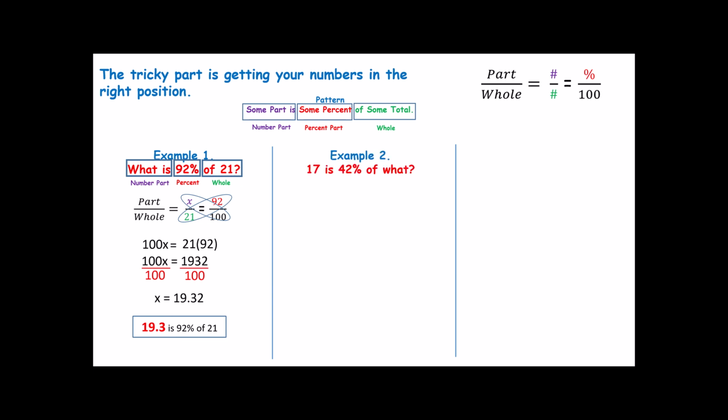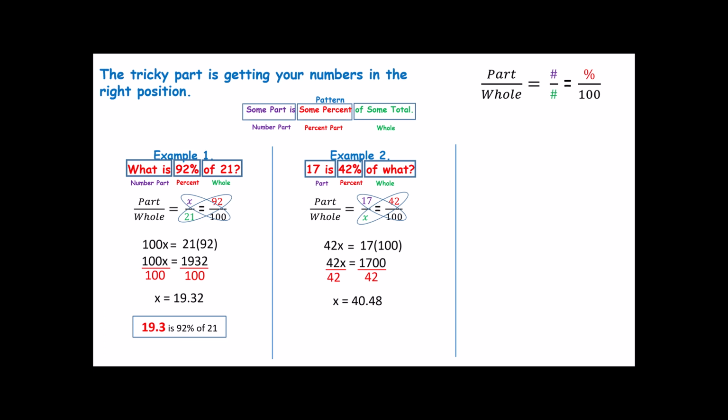Try another one. How about this? There's your part, there's your percent, and there's your whole. When you go to plug these in, you have your number part, your percent part, and your whole is unknown. That's the tricky part. So we cross multiply. That's the means extremes property. Multiply our 17 and our 100, and then divide both sides by 42. You get 40.48, which I then rounded off to 40.5. Make sure you check your teacher's directions for how to do that.